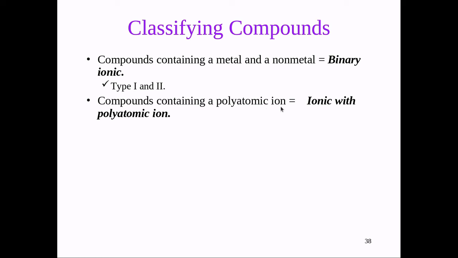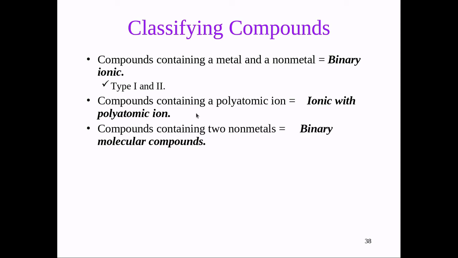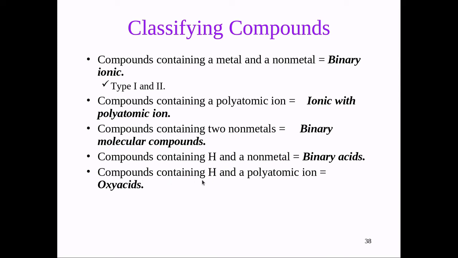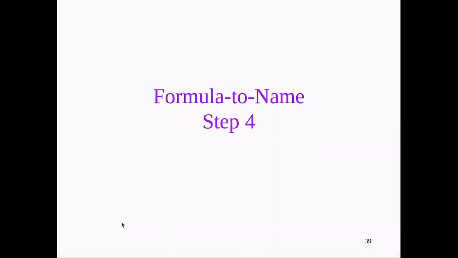Compounds containing a polyatomic ion are ionic with polyatomic ions. So as soon as you see a polyatomic, you know which one it is. Compounds containing 2 nonmetals are going to be your binary molecular compounds. And compounds containing a hydrogen and a nonmetal are going to be your binary acids, whereas compounds containing hydrogen and a polyatomic ion are going to be our oxyacids.